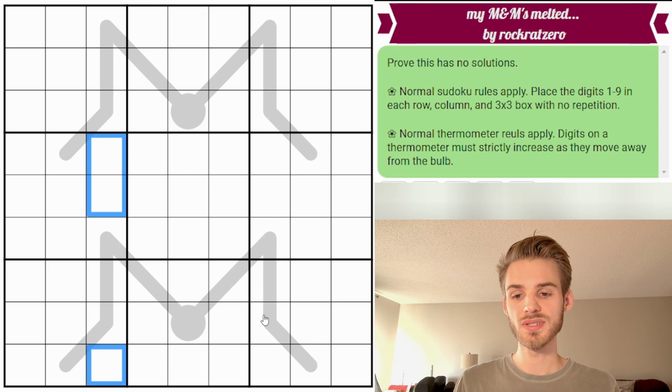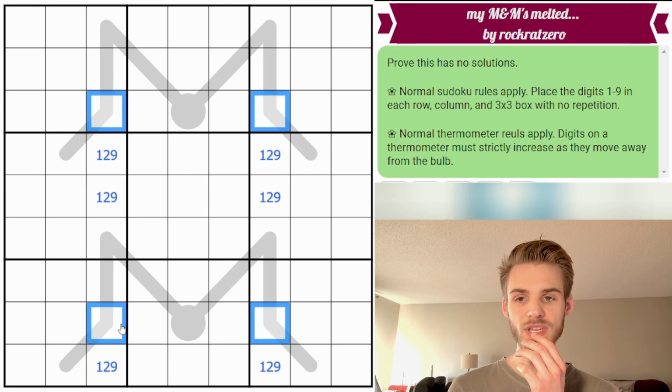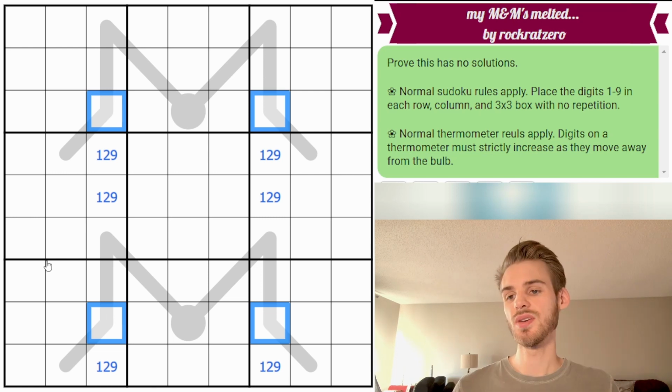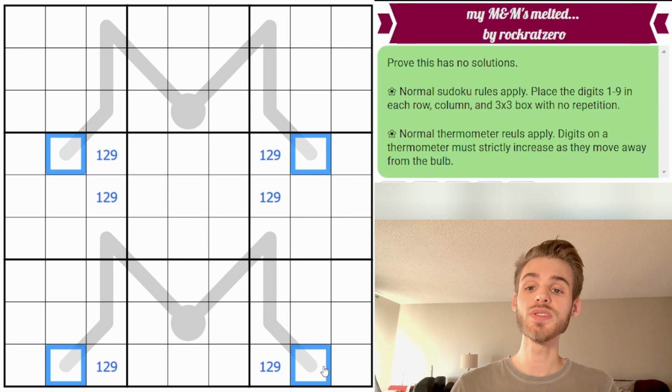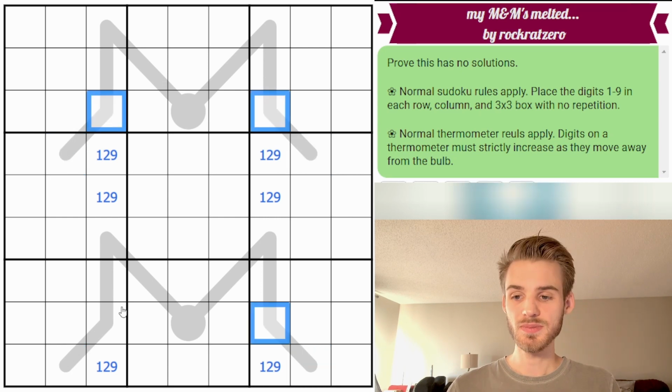So the only places for 1, 2, and 9 in those columns is here, meaning that we have an x-wing on 8. The only digit higher than 8 is 9. So since we have an x-wing on 8, we also have an x-wing on 9. That is incredibly cute. So let's explain what an x-wing is.